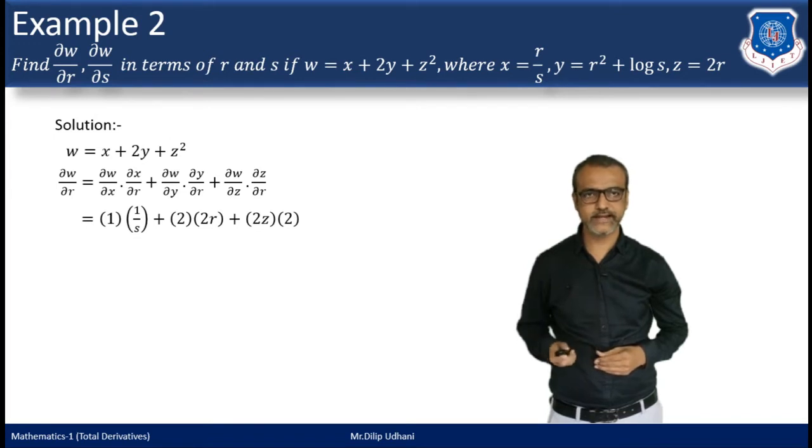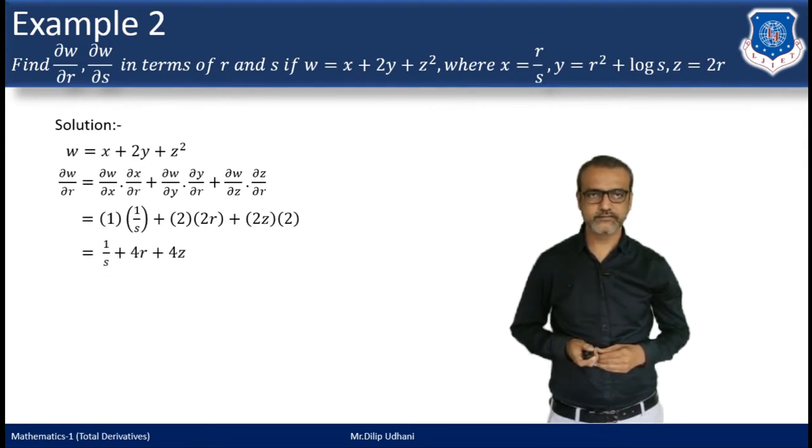Now as you can see, z equals 2r. So the partial derivative of z with respect to r: the answer is 2, and the derivative of r is 1. So 2 into 1, the answer is 2. Now this is del w by del r. Now we will simplify this result.